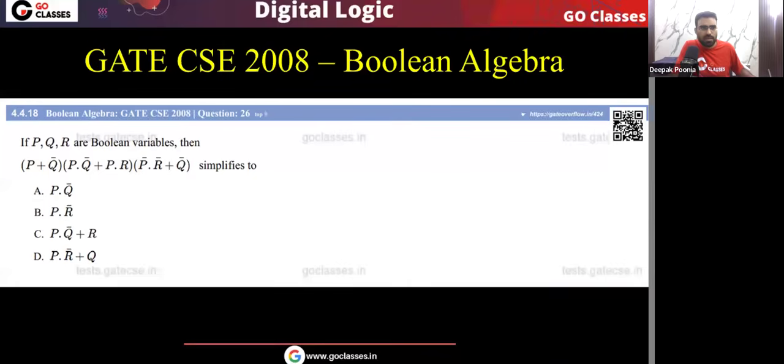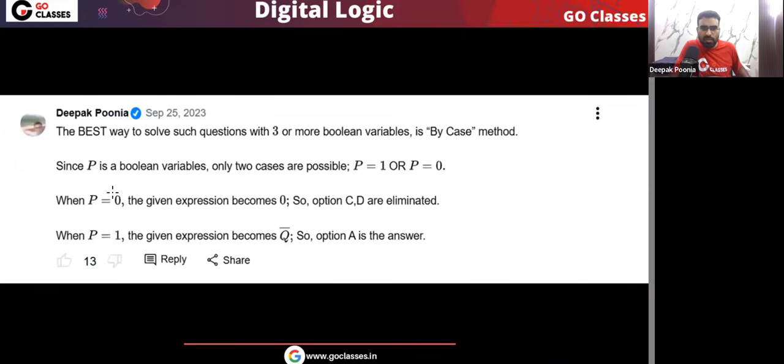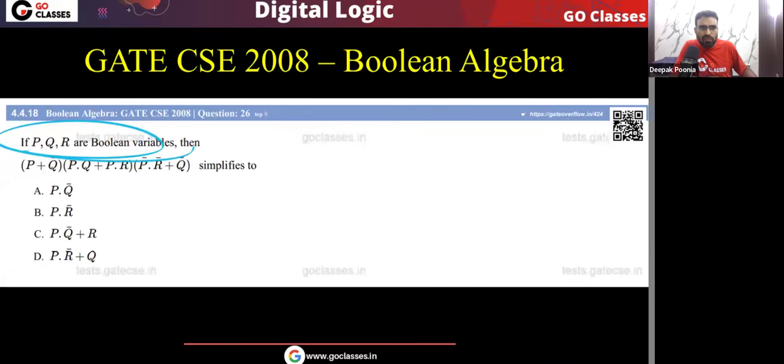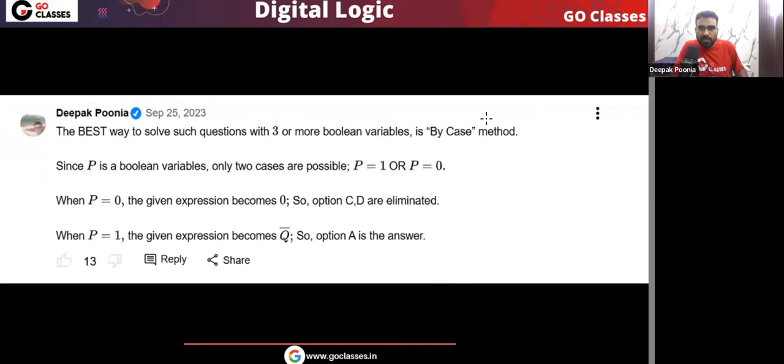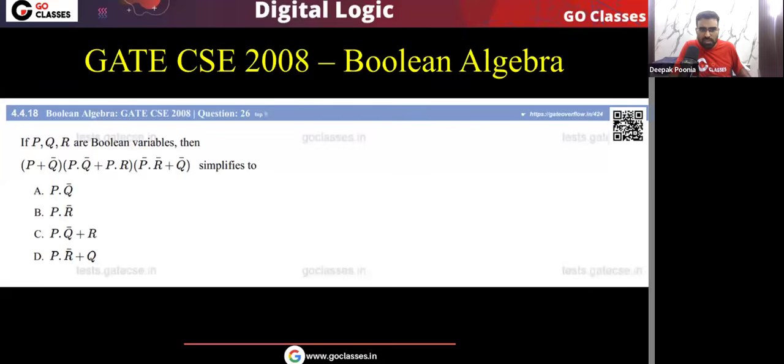Very simple. Let's solve this GATE CSE 2008 question. If P, Q, R are Boolean variables, then this expression simplifies to which expression? This question you can solve by multiple methods, so let me first solve it by the by case method. The best way to solve this type of question, where you have three or more variables, here we have P, Q, R, three variables, is actually the by case method. So you can create two cases, then eliminate options and solve this question.